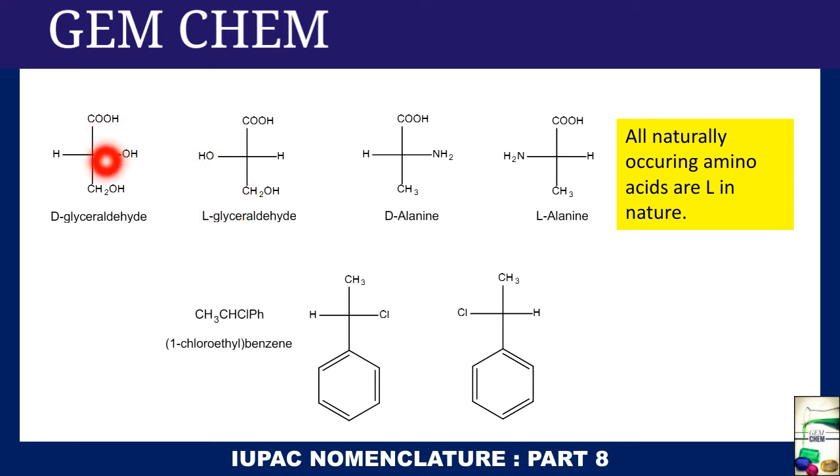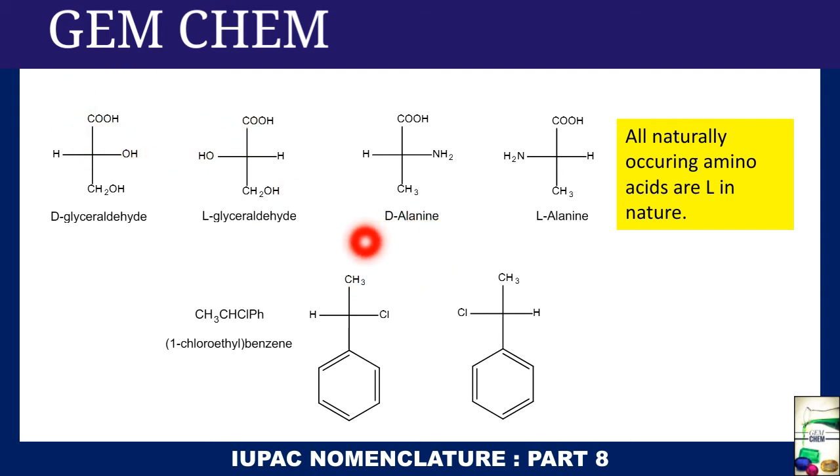And remember, COOH is most oxidized with respect to CH2OH, because CH2OH can be oxidized to CHO and then COOH. So the most oxidized group is COOH, so it is placed above. Always the most oxidized group should be placed above in the Fischer projection.